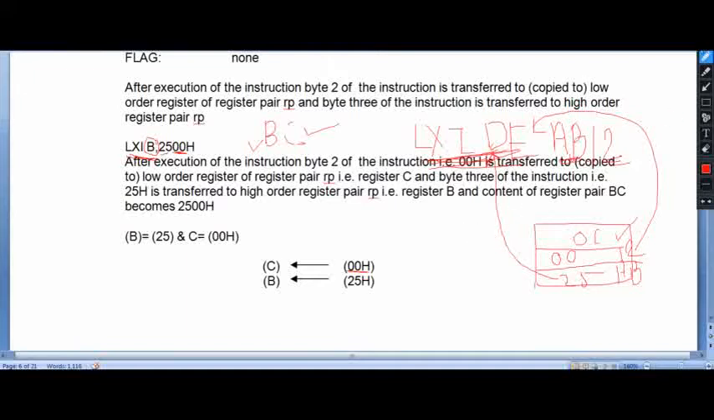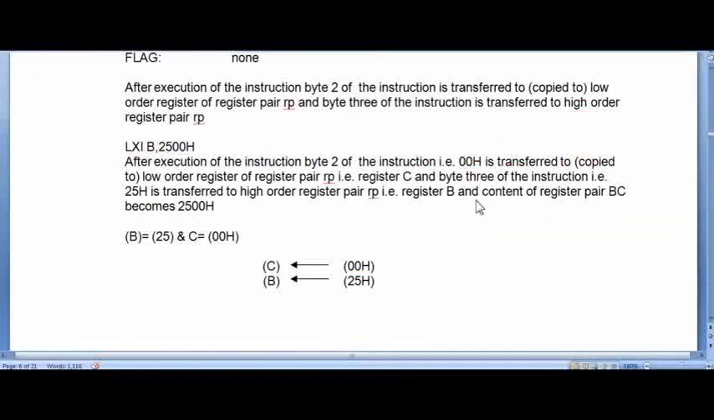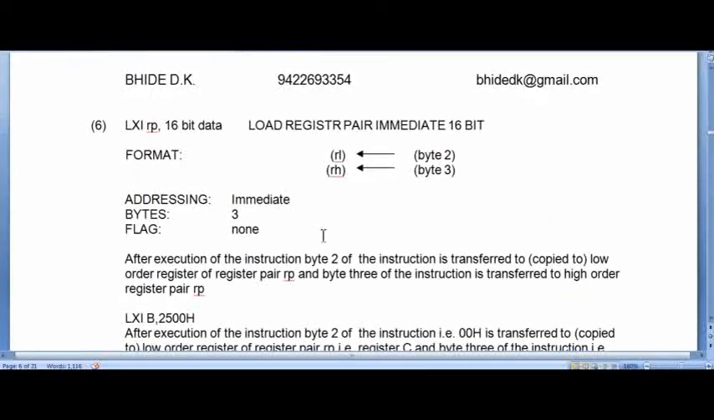This is the instruction that is called LXI RP. RP means register pair. When a register pair is there, 16-bit data is required. 16-bit data means 2 bytes. 2 bytes means 4 hexadecimal digits.